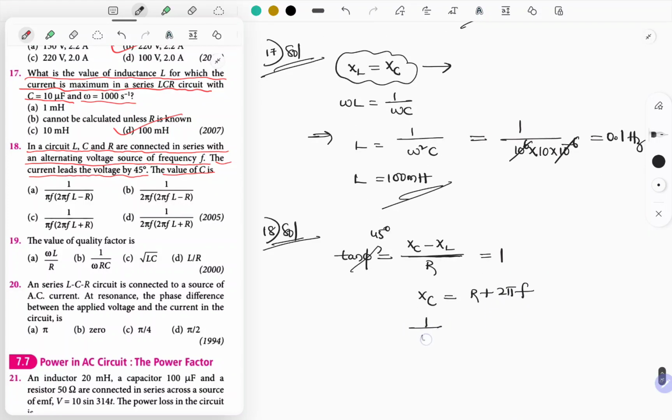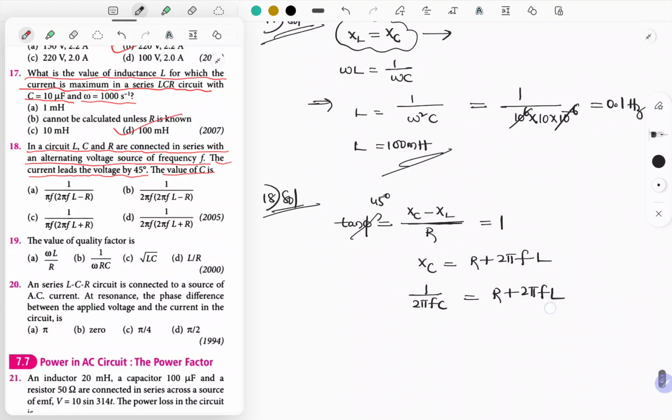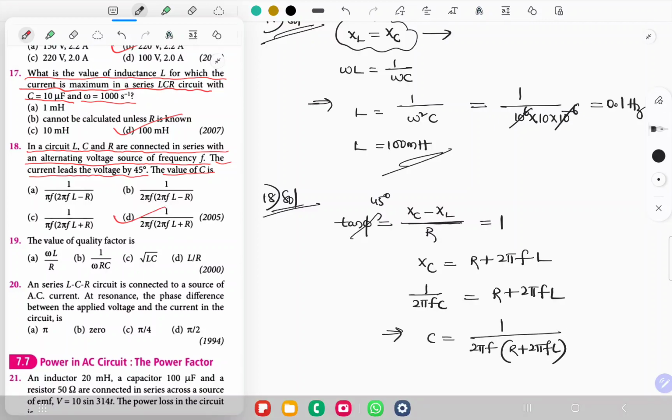XC is 1 by omega C, which is equal to R plus, I need frequency, right? In place of omega, you can write 2 pi F. C is equal to R plus 2 pi FL. Okay, so from this, C is equal to 1 by 2 pi F into R plus 2 pi FL. Which option matches? Option D is the correct answer.